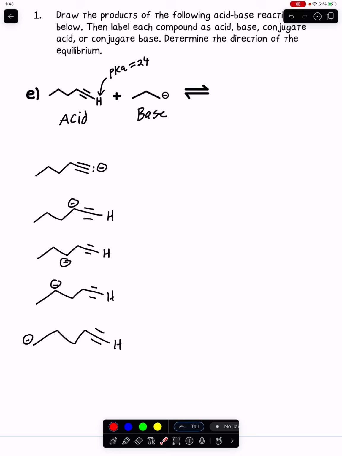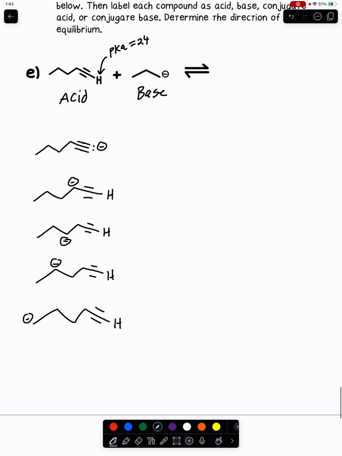It's 1 unit of negative charge for each of them. It exists on carbon in each of them. The only thing that's different is in this example, that negative charge is existing on an sp hybridized carbon, and in each of these, it's existing on an sp3 hybridized carbon. So where is that negative charge most stable? Well, remember, when something is sp, it means it's 50% s character. When something is sp3, that means it's 25% s character.